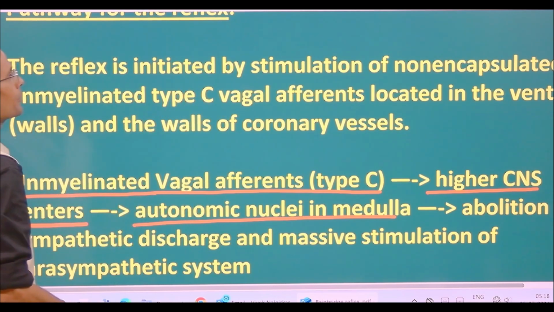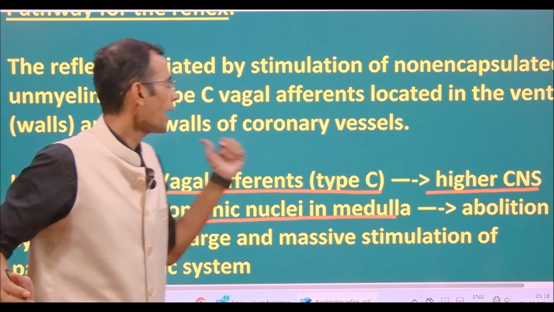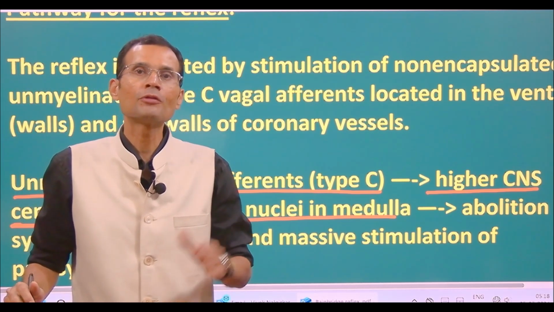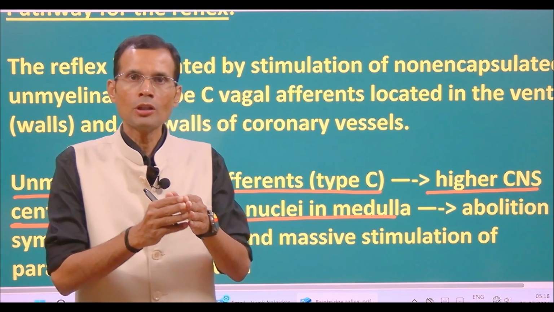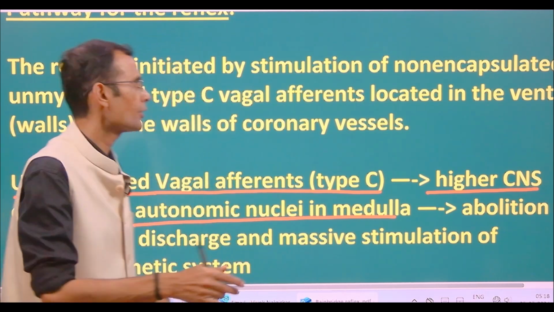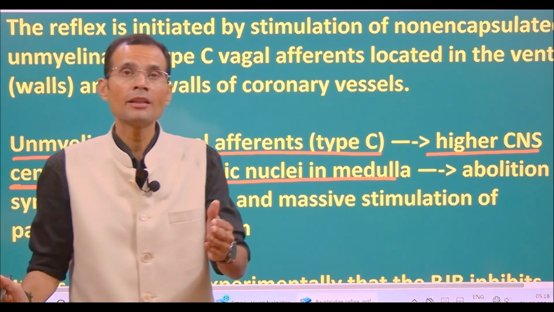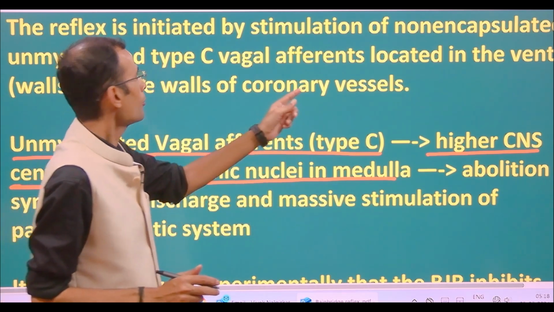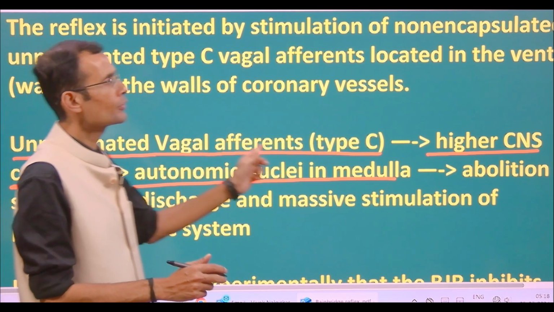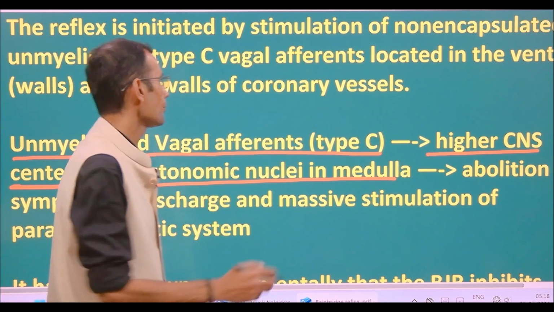So starting with the receptor, non-encapsulated and unmyelinated type C fiber of the vagus. So this is the receptor and the nerve ending which will take the impulses further. So vagus will carry the impulses from where it generates the signal, from the wall of the ventricles or from the walls of the coronary vessels inside the myocardium.